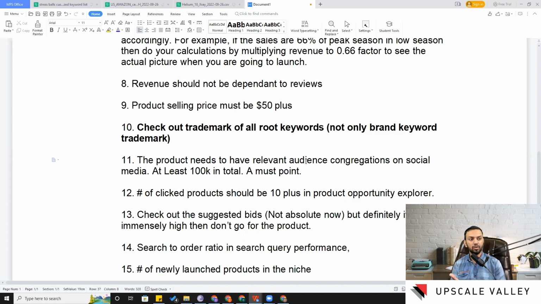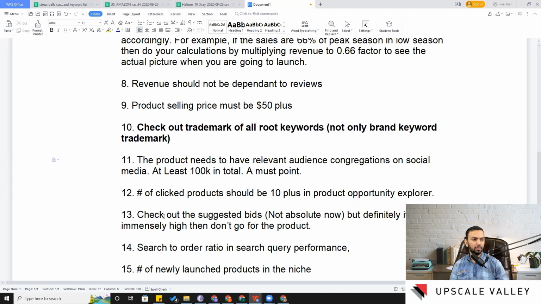So what you need to do here is make sure that your target customers do exist on social media platforms, so you can make a bond with them and utilize that for the success of your brand as well. So the 12th point is what we have discussed in the early videos already. The number of click products should be at least 10 plus in the Amazon Product Opportunity Explorer.